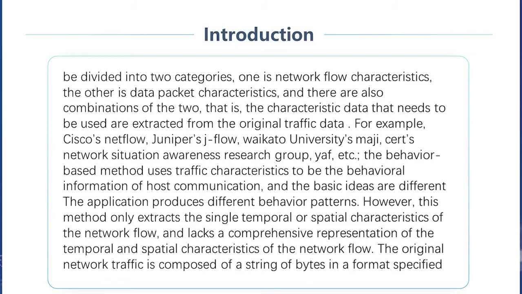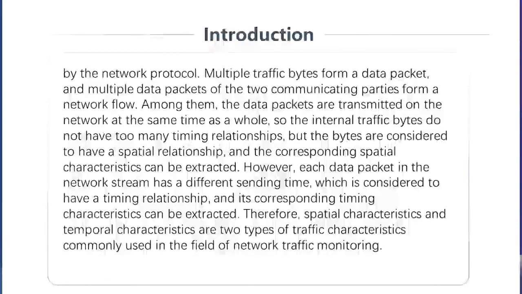The original network traffic is composed of a string of bytes in a format specified by the network protocol. Multiple traffic bytes form a data packet, and multiple data packets of the two communicating parties form a network flow. Among them, the data packets are transmitted on the network at the same time as a whole, so the internal traffic bytes do not have too many timing relationships, but the bytes are considered to have a spatial relationship, and the corresponding spatial characteristics can be extracted.